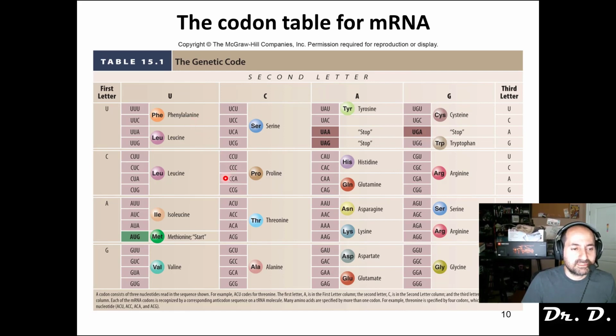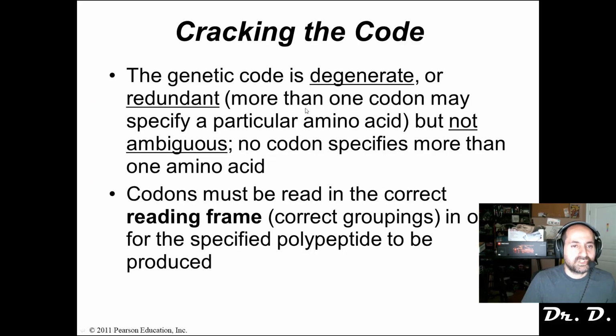So you know what that means? Some of these have to be redundant or degenerate. Does that make sense? Like, look, CCU, CCC, CCA, CCG, they all code for the same exact thing, proline. UCU, UCC, UCA, UCG, they all code for serine. So the genetic code is degenerate or redundant. More than one codon may specify a particular amino acid.